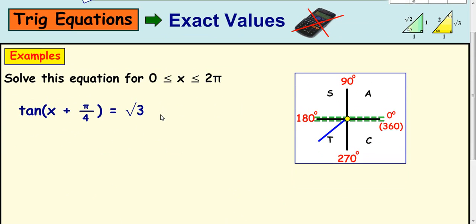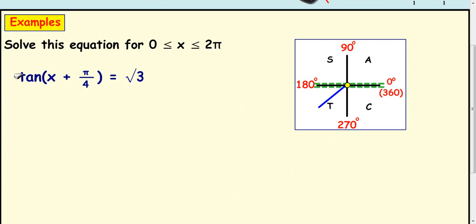Okay, and this last example we're going to look at here, again slightly harder. I've got tan bracket x plus pi over 4 close bracket equals root 3. Now as before, we just leave the bracket till the very end, and also I'm going to convert everything into degrees, and then finally at the end convert back to radians to keep things simple. That means converting this to degrees as well. Now pi over 4, if you multiply by 180 divided by pi, you're going to get 45 degrees for this part.